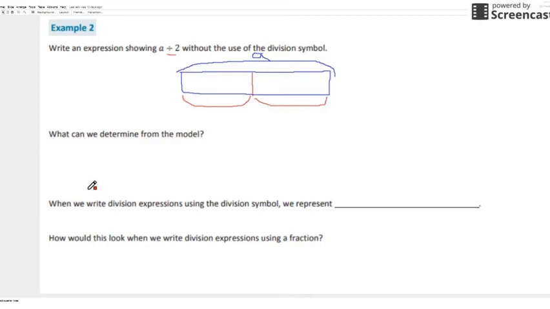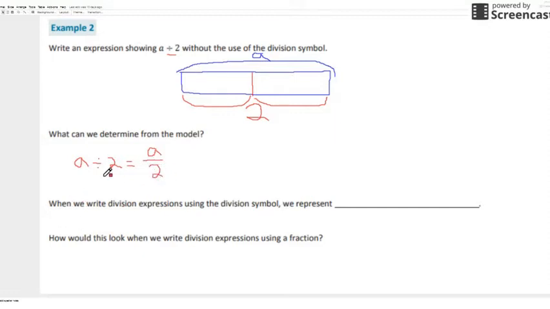So that's what it represents. Once again, we're dividing this up into 2 equal parts. So what can be determined from this model? Very similar to what we just talked about, a divided by 2 is the same as a over 2 with a fraction bar, or a divided by 2.